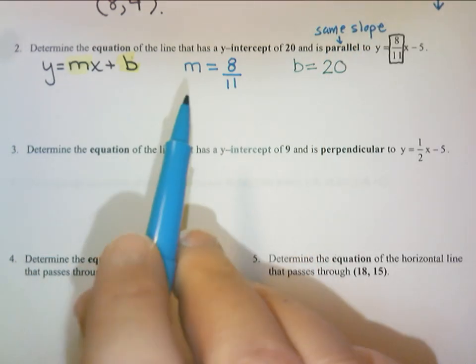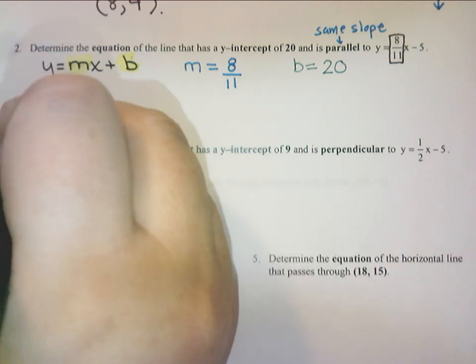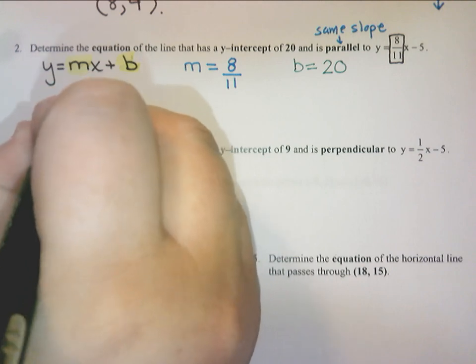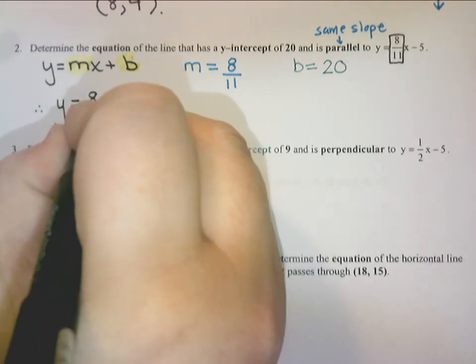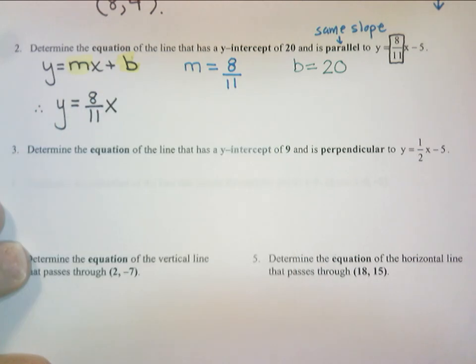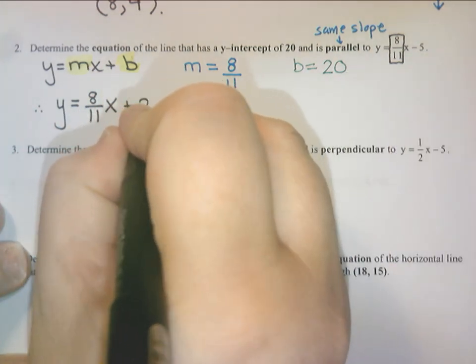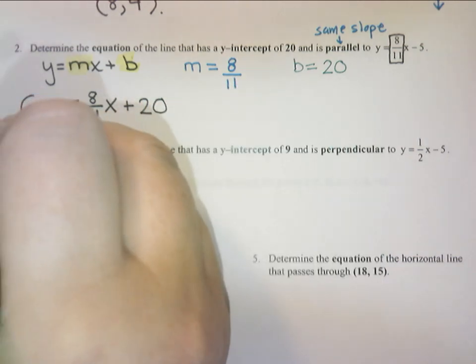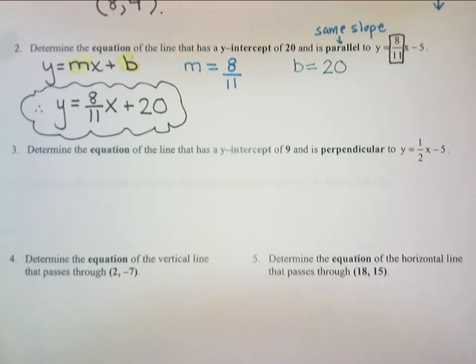Okay, well, we know our slope, we know our y-intercept. All we need to do is just fill those into our equation. So we're going to get the equation y equals m, that is 8 over 11, x, we want to leave that as the variable, and then plus our y-intercept of 20, so plus 20. So our equation is y equals 8 over 11x plus 20.